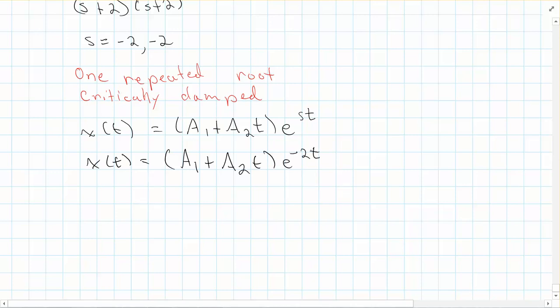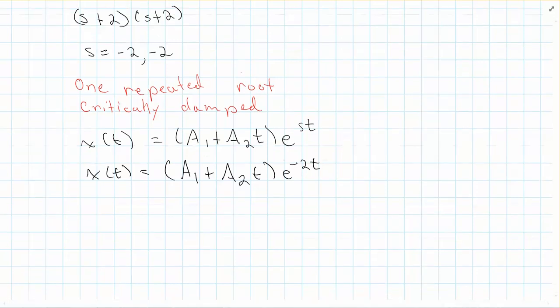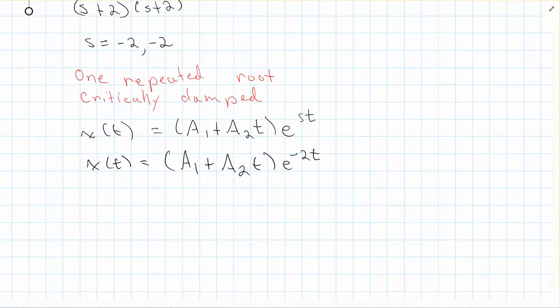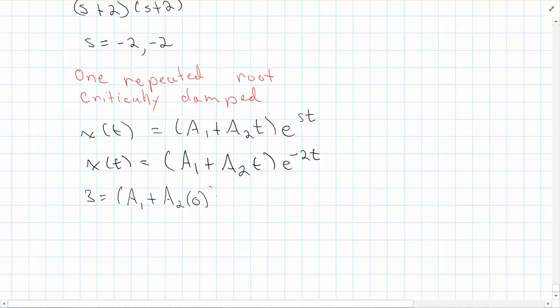Now, just like we did before, we have to use initial conditions to figure out what my constants a1 and a2 are. So let me scroll back up here because I have a very bad memory right now. X at 0 was 3, so we have 3 is equal to a1 plus a2 times 0, e to the negative 2 times 0. But what we can see here, this is actually kind of nice, is we get right away that 3 is equal to a1.